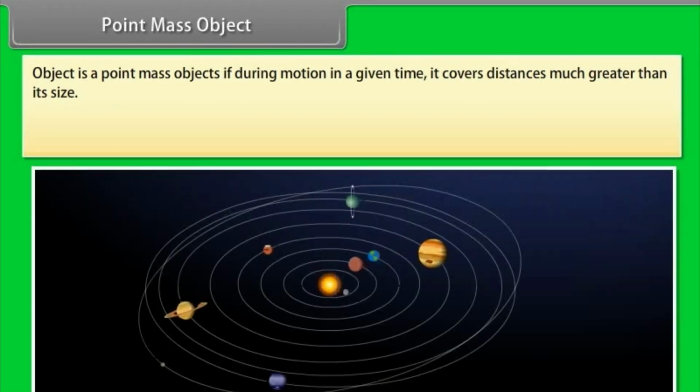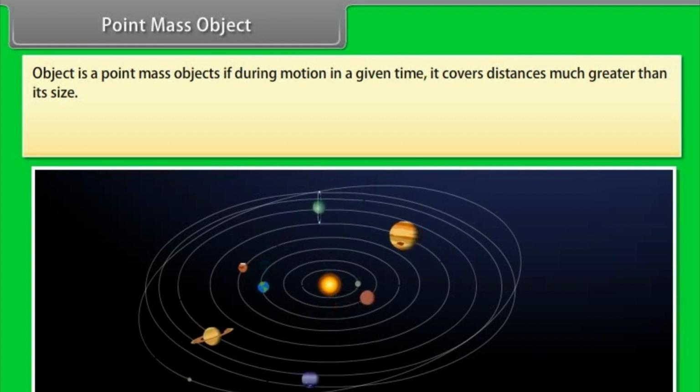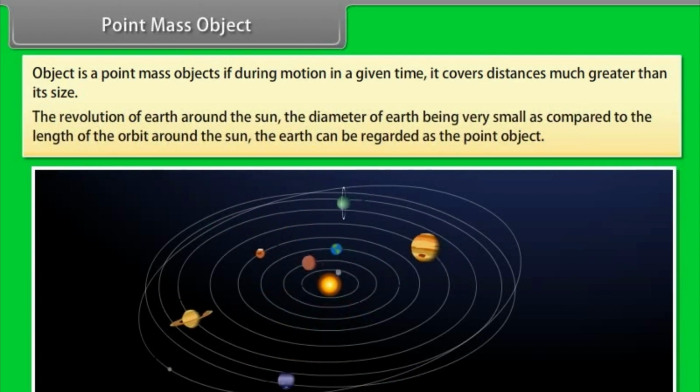Point mass object. An object is a point mass object if during motion in a given time it covers distances much greater than its size. Example, the revolution of Earth around the Sun. The diameter of Earth being very small as compared to the length of the orbit around the Sun, the Earth can be regarded as the point object.